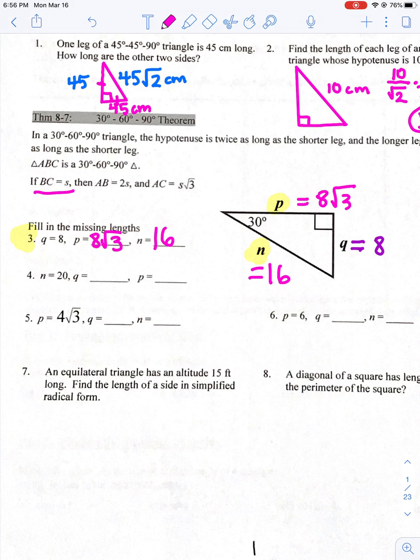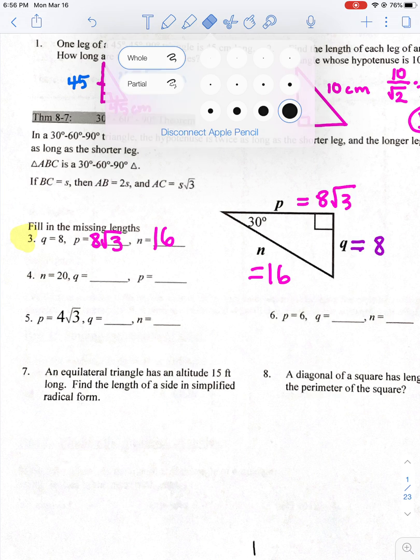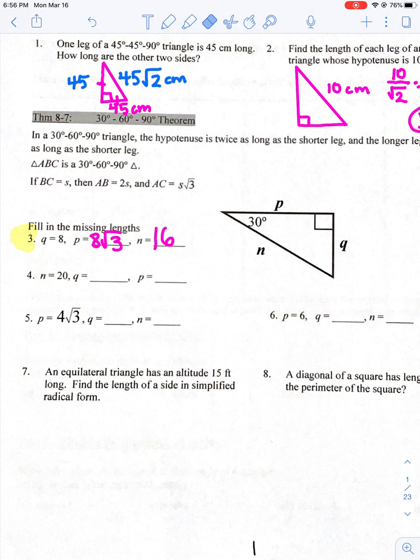Now, on example number 4, they are giving me the measure of n. And so let's go ahead and erase. And we are now on example 4. And on example 4, we're given what n is equal to, and we're asked to figure out what p and q are equal to. So in this picture, n is equal to 20. So we're given that, and we're asked to find the highlighted p and q, the legs of the triangle.